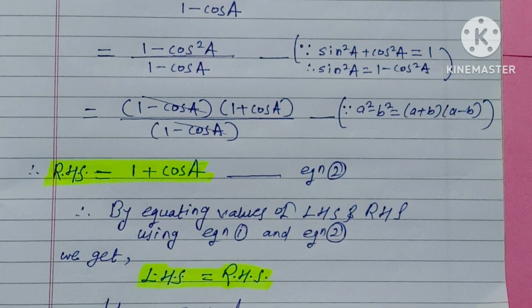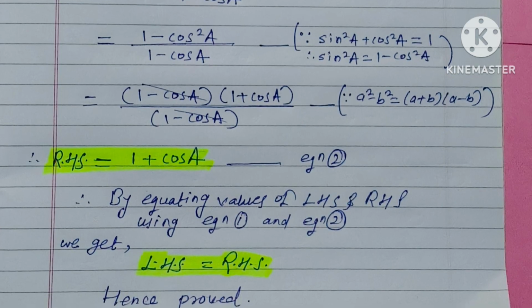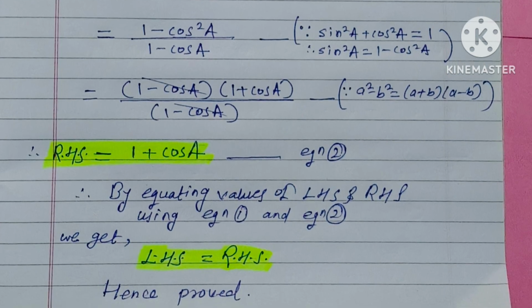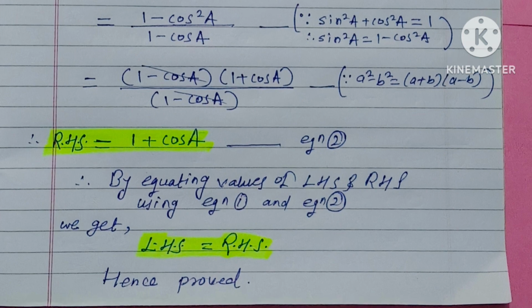So by equating the values of the left hand side and right hand side using equation 1 and equation 2, we get the same value, which is 1 plus cos a. So therefore we have proved it.